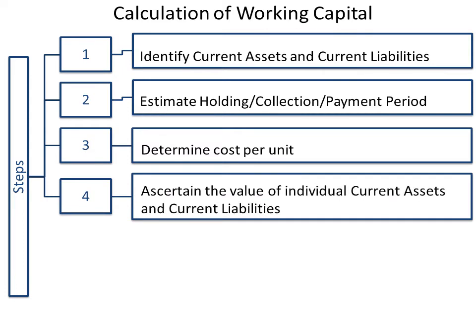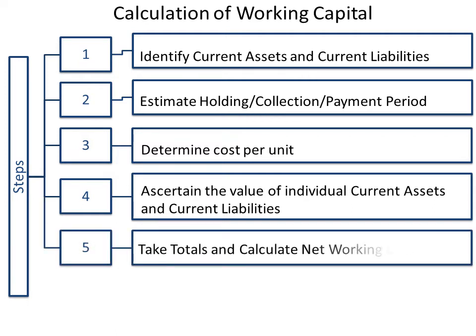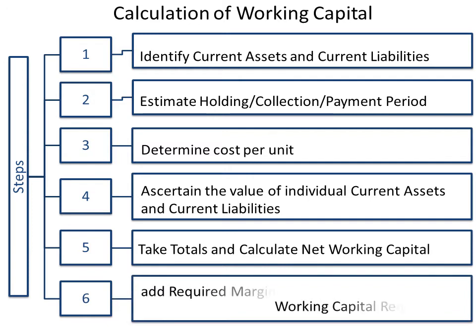information. And then the next step is to take total of current assets and current liabilities, and after taking totals, now deduct total current liabilities from total current assets. This is known as net working capital. Here, if a company wants to keep some extra amount as margin money, then we need to add that margin in net working capital to arrive at the actual working capital requirement.